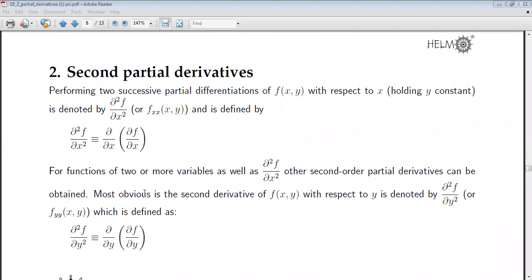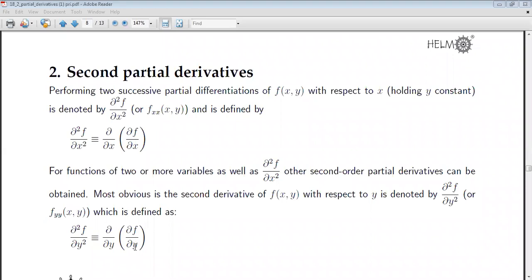Most obviously, the second derivative of f(x,y) with respect to y is denoted by del square f del y square. That is simply written as f suffix yy, which is defined as del square f by del y square, which is equal to del y of del f del y. So it is just the same as del square f del x square.